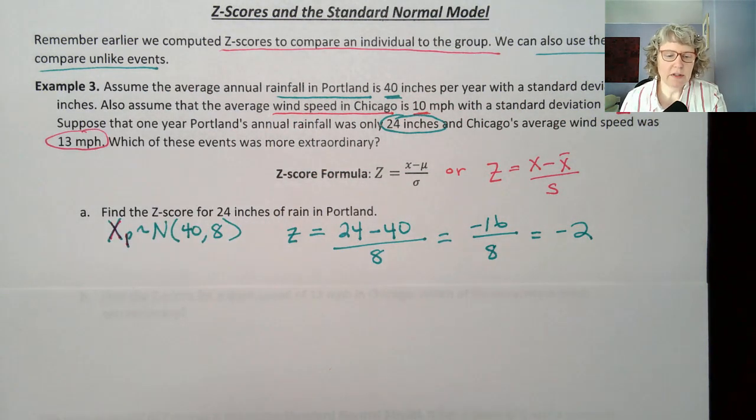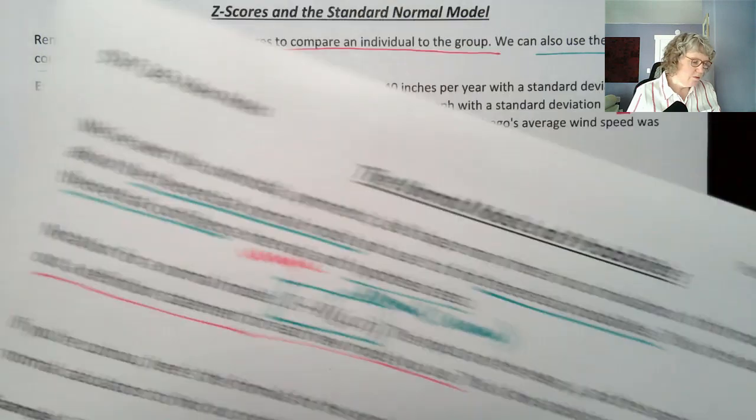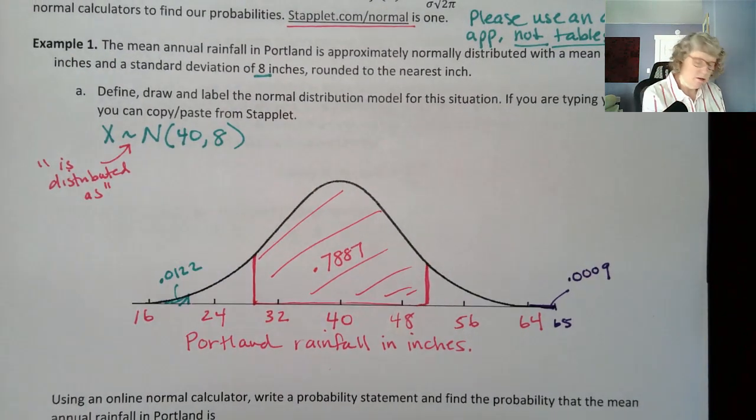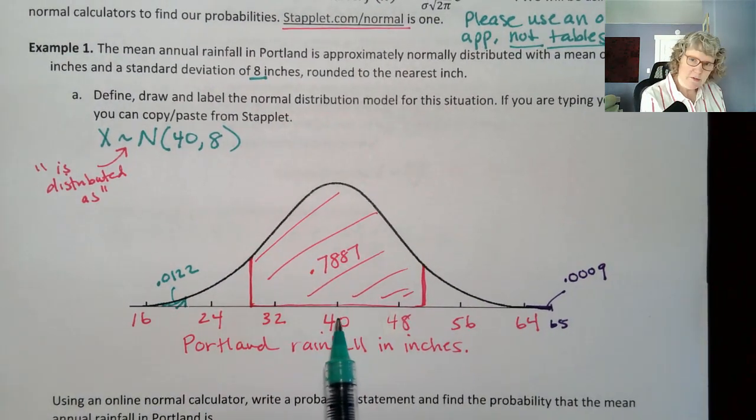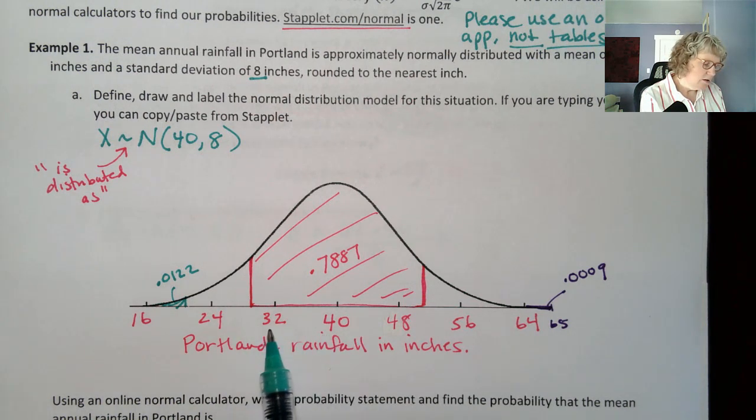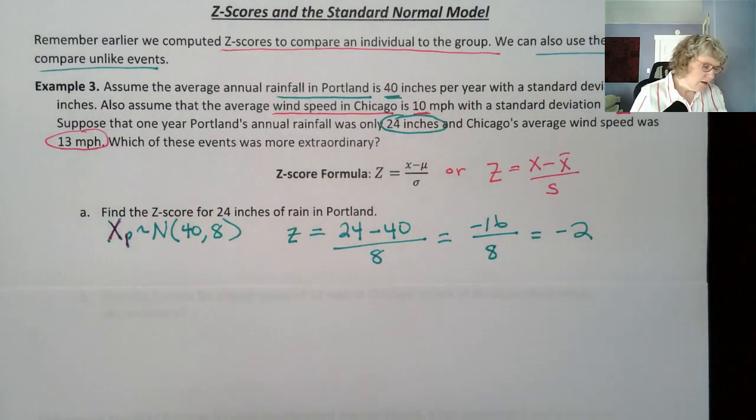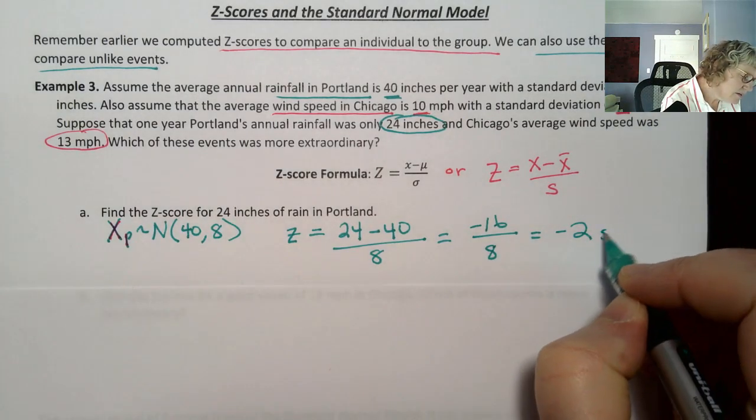I can actually verify that because when we made our drawing, remember how we put 40 in the middle and we went down by the standard deviation? A z-score of minus 1 would be 32, minus 2 is 24, minus 3 is 16. So it checks out. And our units are standard deviations.